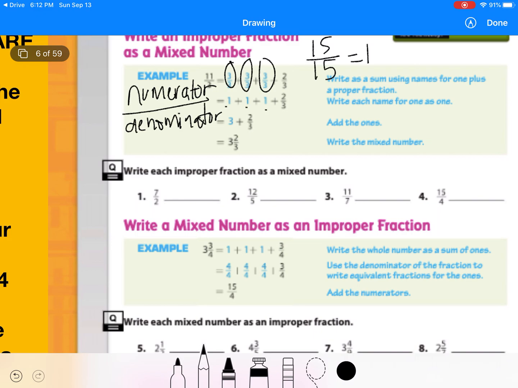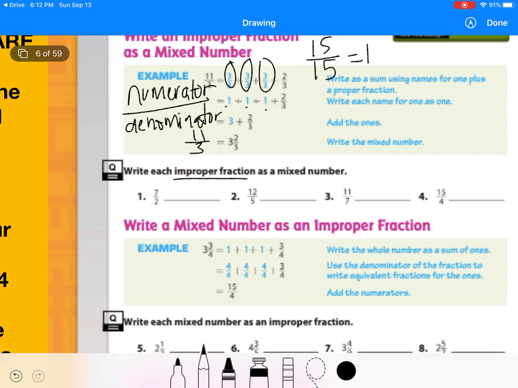So we have 3 wholes and a 2/3. So they changed the mixed number from 11/3 to 3 2/3. So if the number is bigger in the numerator, if it's a larger number than the denominator, it's going to be called an improper fraction.